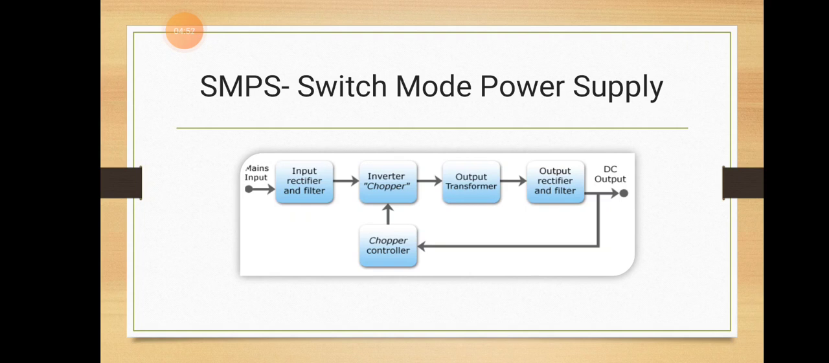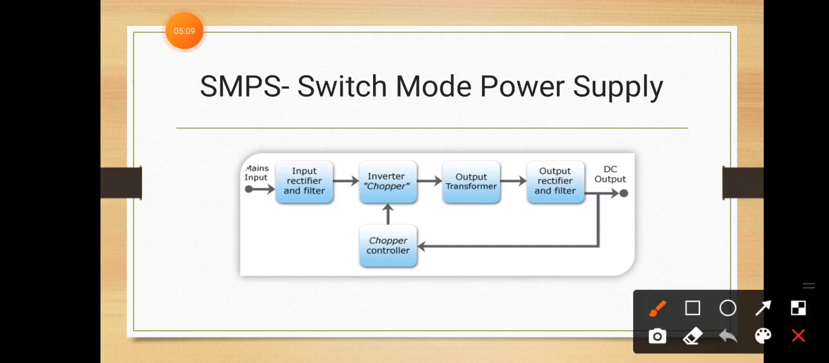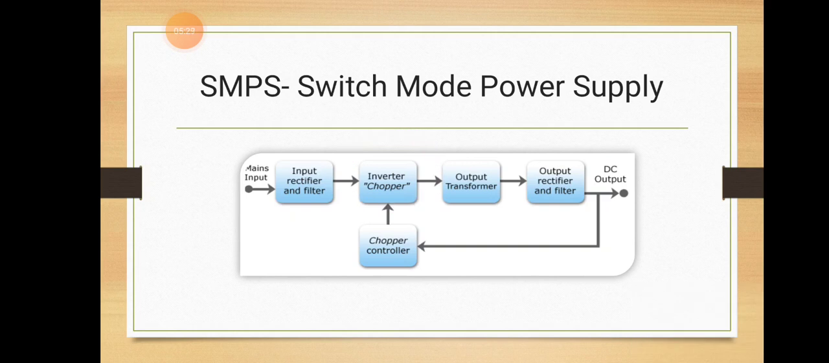See, these are the parts of your switch mode power supply: input rectifier and filter. First the input is given to the input rectifier, where it converts AC into DC and filters some unwanted signals. Then it goes to the inverter chopper, where the DC is controlled. The chopper controls your DC according to what the load needs. So this is the part where the inverter chopper is used. Then the output of the chopper is given to your output transformer.